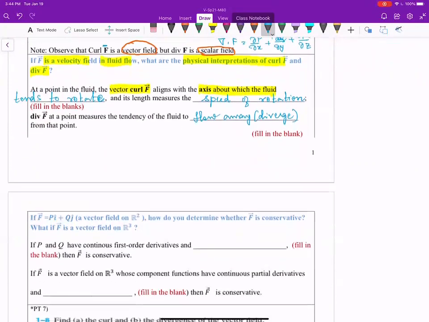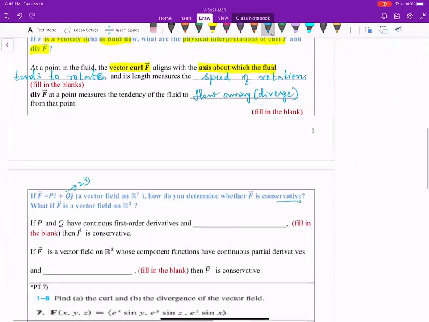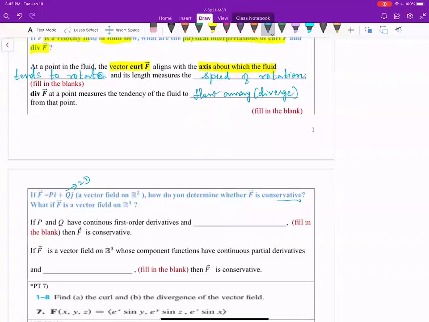If F is a vector Pi plus Qj, obviously we are in 2 dimensions, a vector field in R2, how do you determine whether F is conservative? We came up with this idea earlier. And what if F is a vector field in R3? So, in other words, how do you verify whether the field is conservative or not in R2 and in R3?